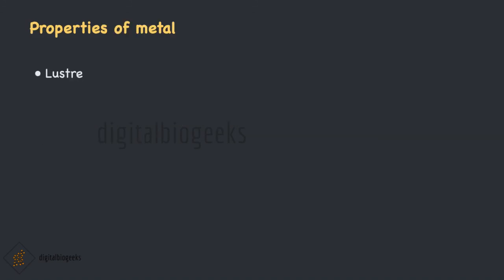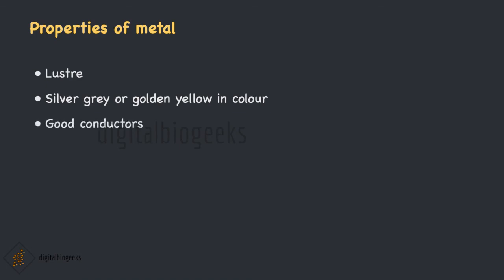Now let us see what the common properties of metals are. They have luster, that is, they are shiny. They are silvery gray or golden yellow in color. They are good conductors of heat and electricity, that is, metals allow heat and electricity to pass through them. They possess the property of ductility. Ductility is the property in which a metal can be drawn into wires. They possess malleability. Malleability means they can be hammered into thin sheets. They are sonorous, that is, they give out a ringing sound when they are hit with a hammer.